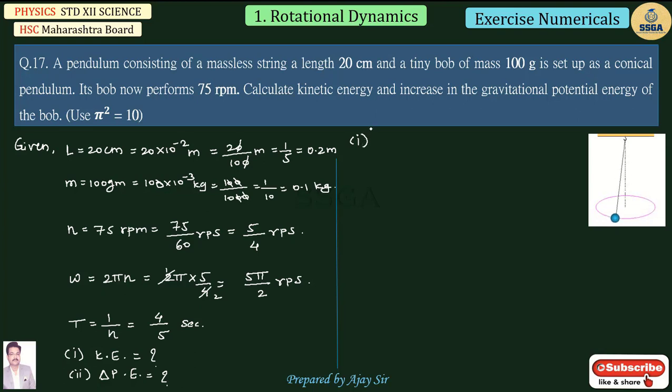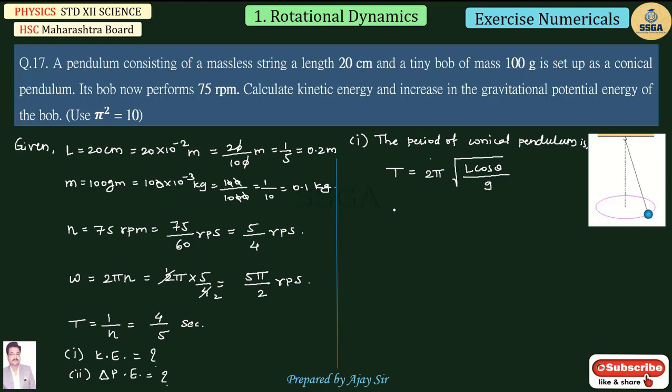The period of the conical pendulum you have to find. So first we will find the period of the conical pendulum. This is the formula: T is equal to 2 pi under root of L cos theta upon g. This is the standard formula to find the period of a conical pendulum.